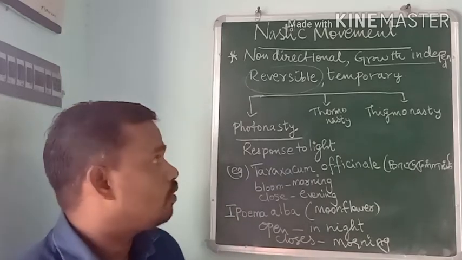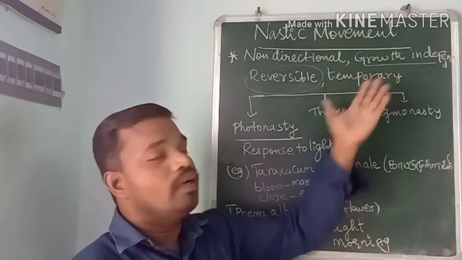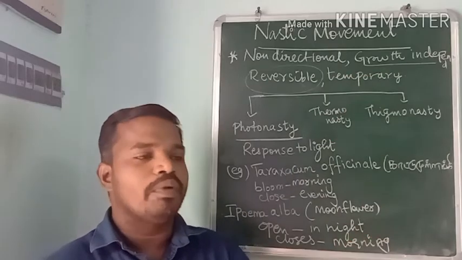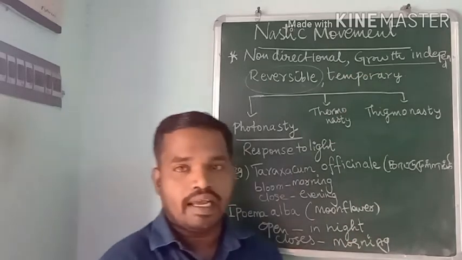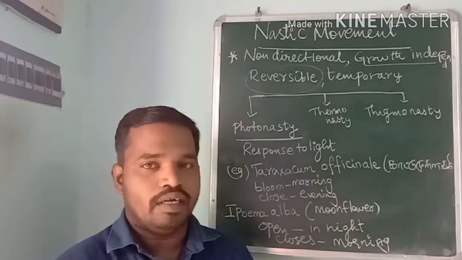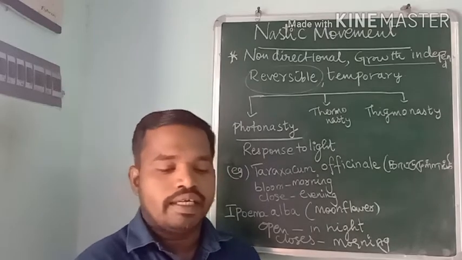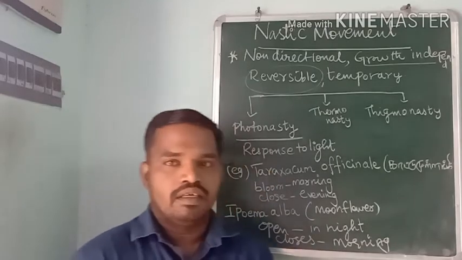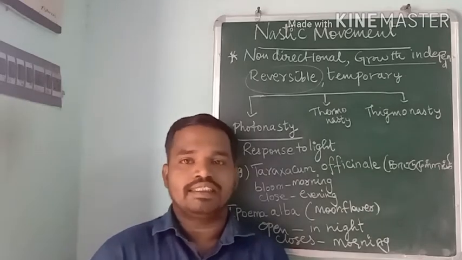ஓகே, so temporary process, இது ஒரு ஷார்ட் பீரியட் தான் நடக்கும். லாங் பீரியட் எல்லாம் கிடையாது. It's short period. Do you understand? ஓகே, let's move on to the types of the Nastic movement. எத்தனை டைப்ஸ் இருக்குன்னு பார்க்கலாம் Nastic மூவ்மெண்ட்ல.